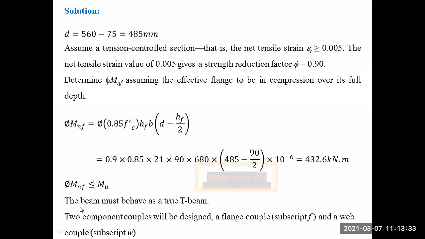Okay, then the beam must behave as a true T-beam if MNF is less than MU. MU is given, so it is a true T-beam. So it is a true T-beam.